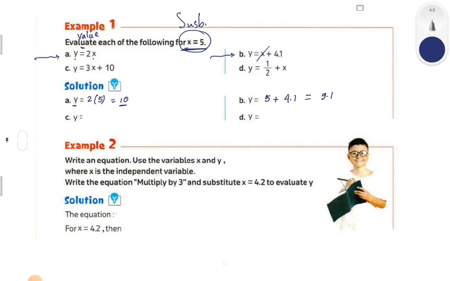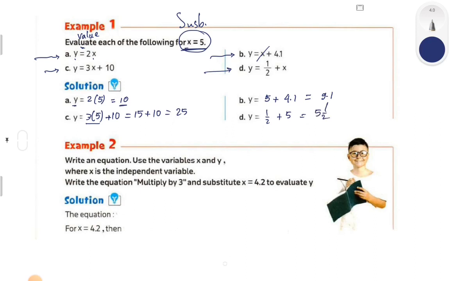Okay, now the third one, y equals 3x plus 10. 3x means 3 times x. x equals 5, so 3 times 5 equals 15, plus 10 equals 25. Last one, y equals half plus x. Substitute x equals 5, so y equals half plus 5. Half plus 5 equals 5 and a half.